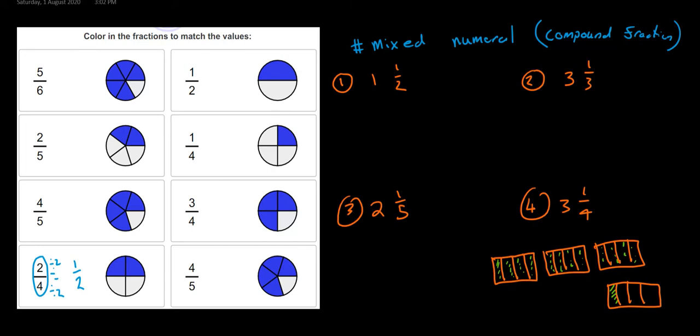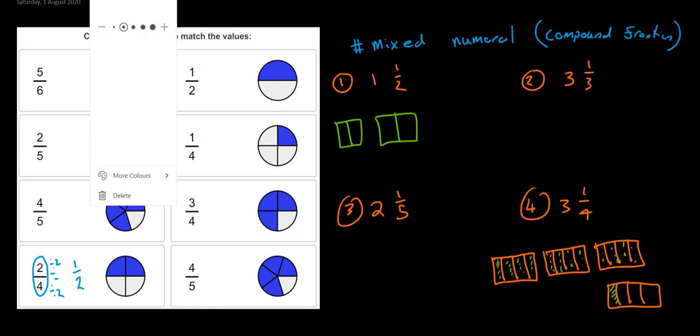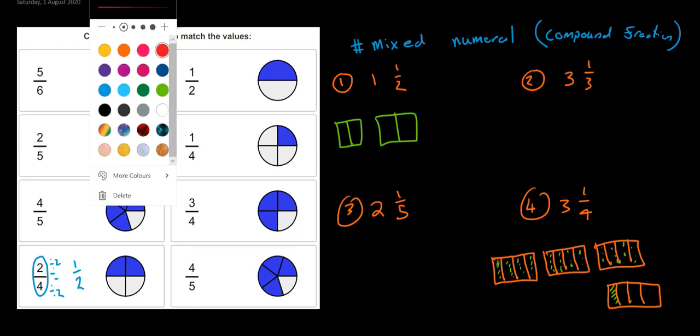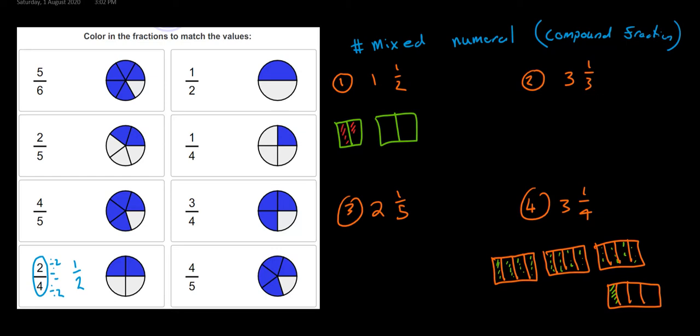Okay, I would like you to represent these shapes as mixed numerals. Pause the video. Okay, hopefully you've done that. So let's do this very quickly. So there are 2 parts which make a whole, and let's shade 1 and 1/2.